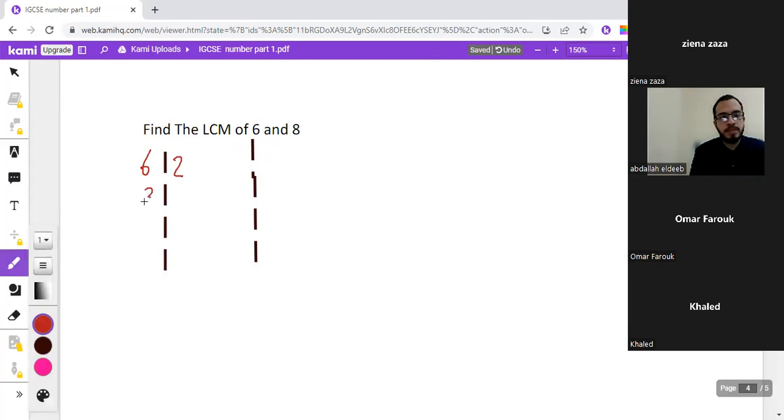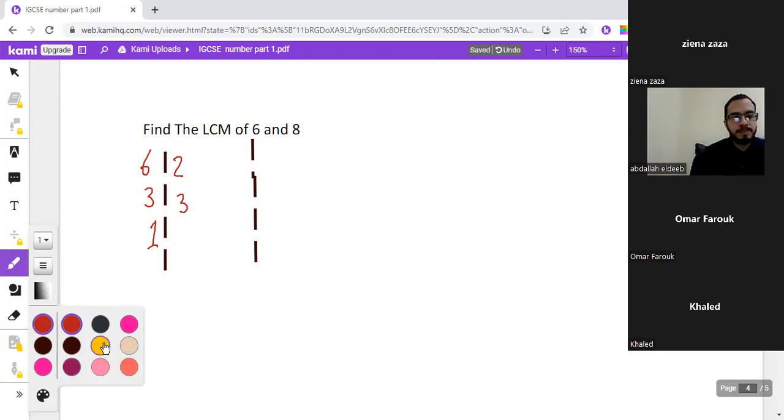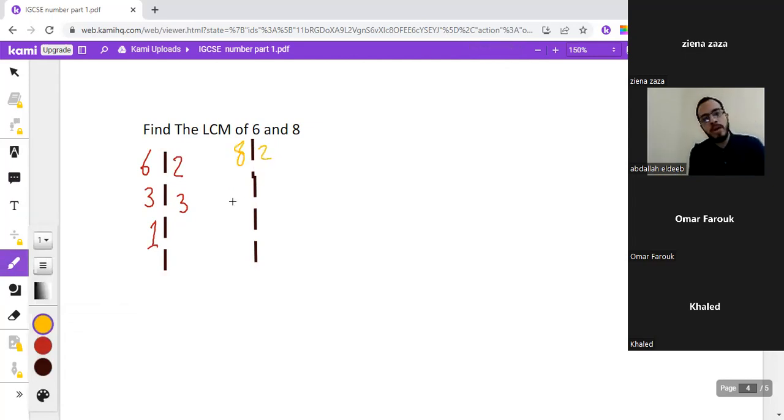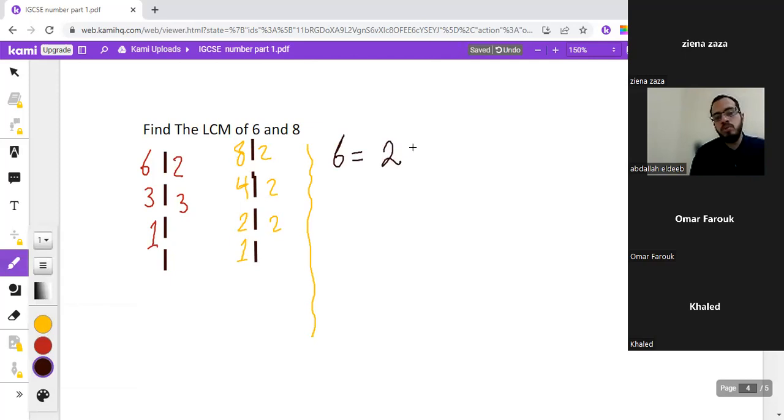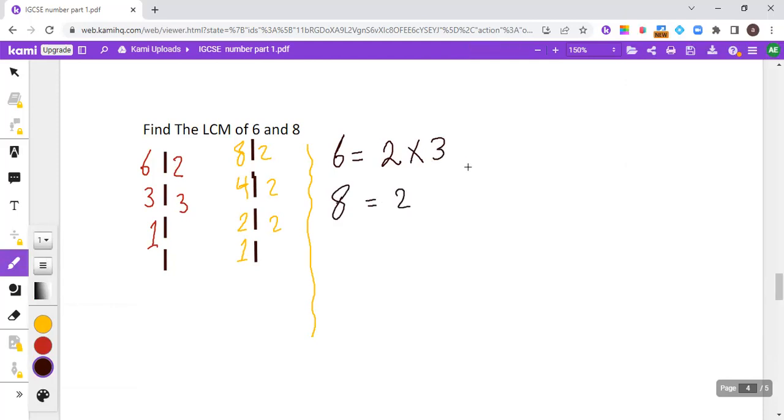6 divided by 2 is 3. 3 divided by 3 is 1. And 8 divided by 2 is 4. And 4 divided by 2 is 2. And 2 divided by 2 is 1. So 6 is 2 multiply 3. And 8 is 2 multiply 2 multiply 2.